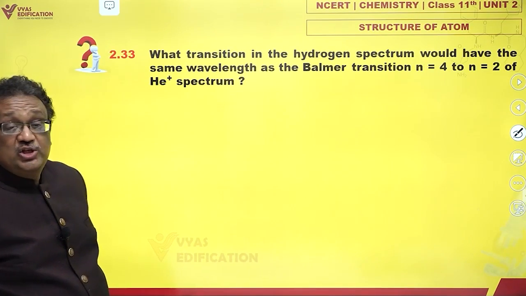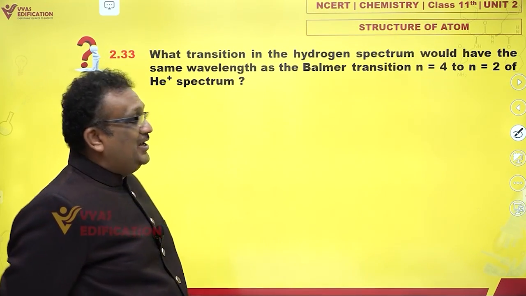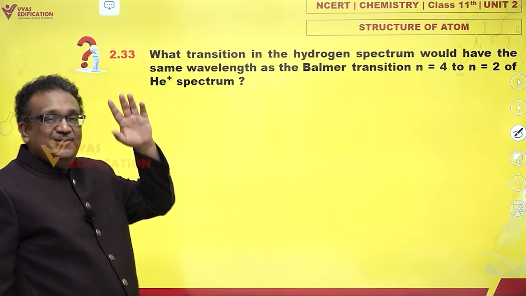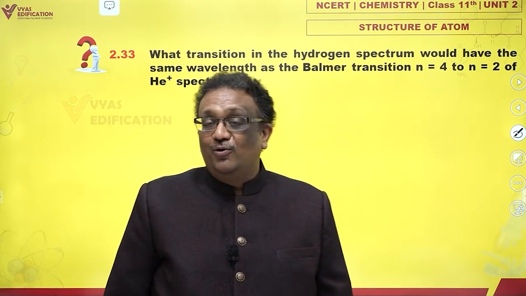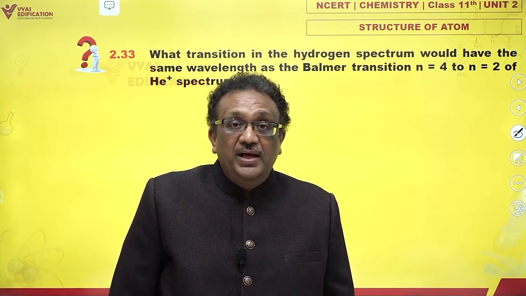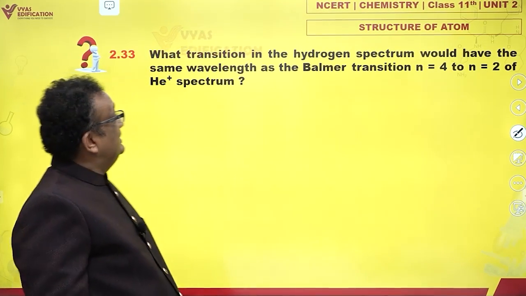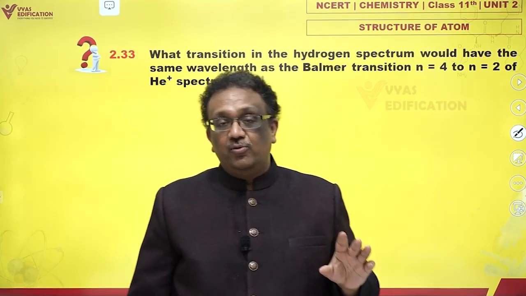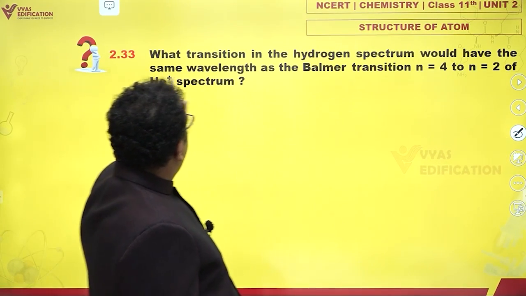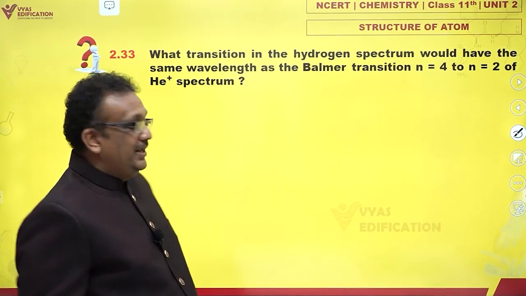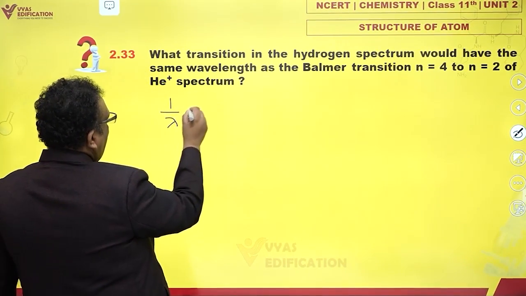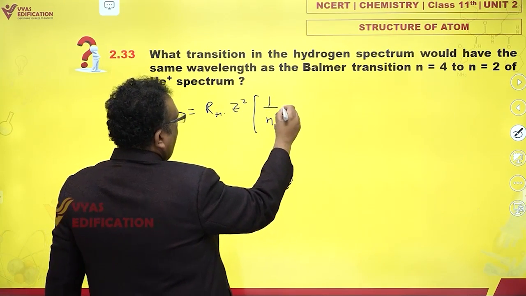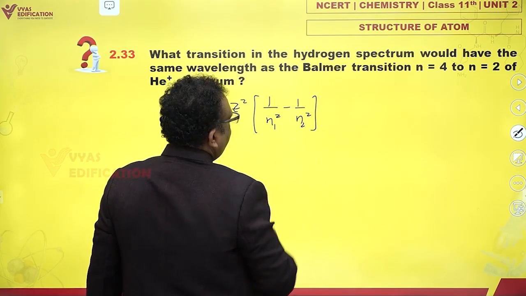What transition in the hydrogen spectrum would have the same wavelength as the Balmer transition 4 to 2 of He plus spectrum? Now this is what you call a good question. We are trying to match energy differences or wavelengths. What transition in the hydrogen spectrum? Now we don't know N1 and N2 for hydrogen, but I am given that it would have the same wavelength. Now I have a formula: 1 by lambda is RH Z square into 1 upon N1 square minus 1 upon N2 square.